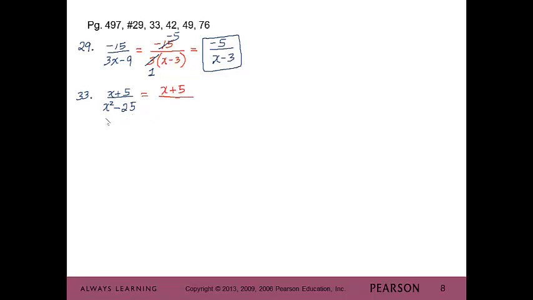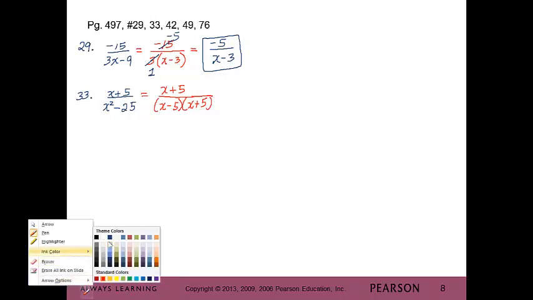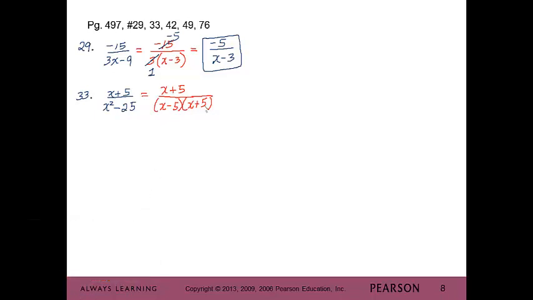The denominator can be factored, x squared minus 25. Remember, this is the difference of squares. So it can be factored into x minus 5 and x plus 5. Now we cancel any common factors. So x plus 5 and x plus 5 cancel out and leave a 1. So the final answer is going to be 1 divided by x minus 5.